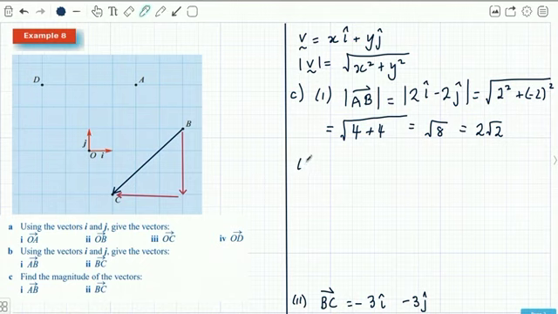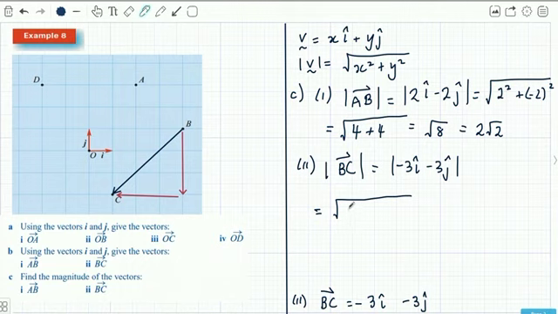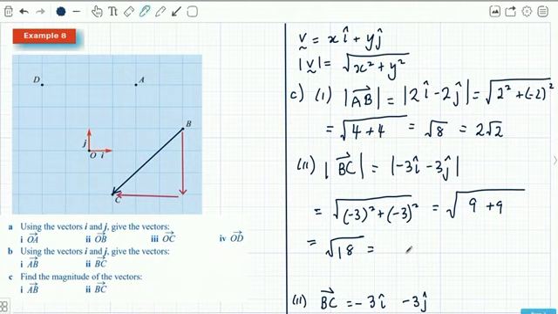We've got for the second part, we need the magnitude of B to C, and we found B to C already, it's here. So we're going to find the magnitude of negative 3i minus 3j, which equals the square root of the part in front of the i squared and the part in front of the j squared. Both of those will turn into positives, so we'll have the square root of 18, which is the square root of 9 times 2, which will be 3 root 2. So the magnitude of A to B is 2 root 2, the magnitude of B to C is 3 root 2.